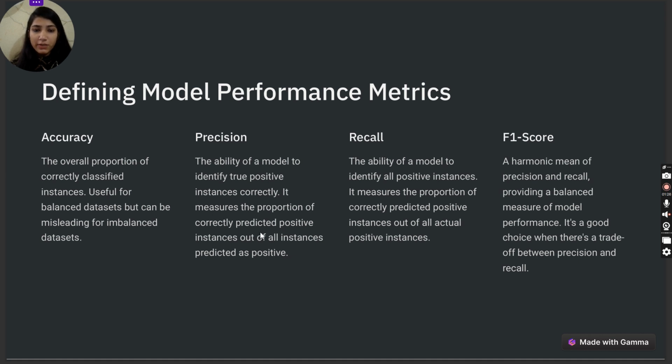It measures the proportion of correctly predicted positive instances out of all instances predicted as positive. And what is recall? The ability of a model to identify all positive instances. It measures the proportion of correctly predicted positive instances out of all actual positive instances. An F1 score, a harmonic mean of precision and recall, providing a balanced measure of model performance. It's a good choice when there is a trade off between precision and recall.